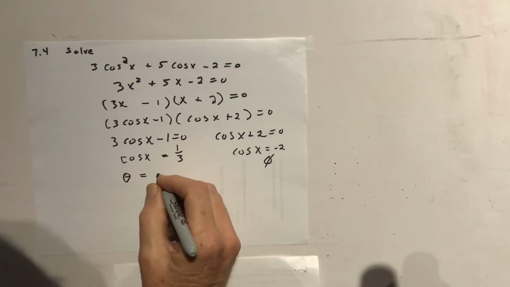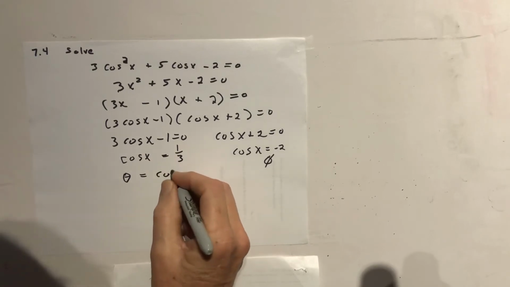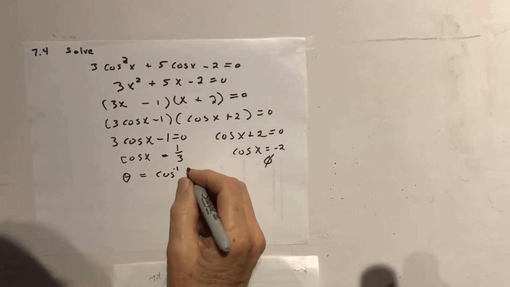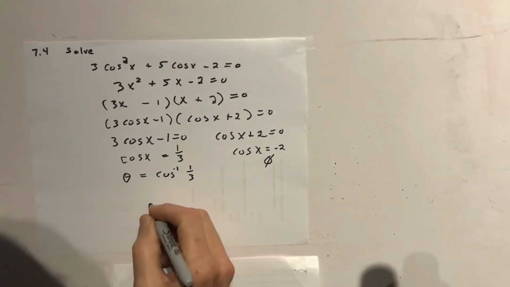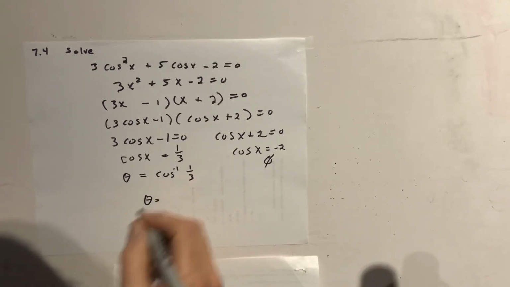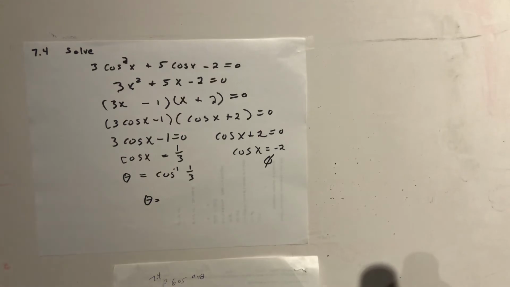All right, so the angle theta, or x, they use an x, doesn't matter, would be equal to the arc cosine of 1/3, and then put that in your calculator and see what you get. You get pi over 6.